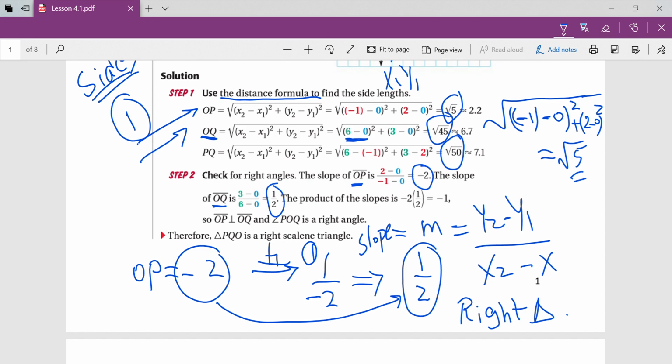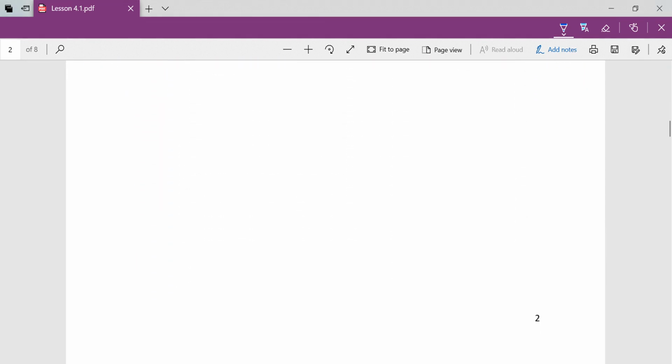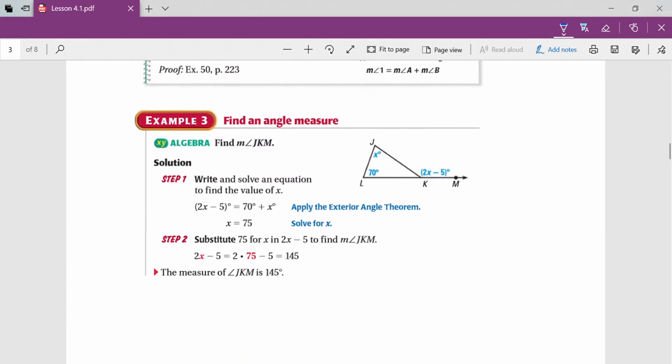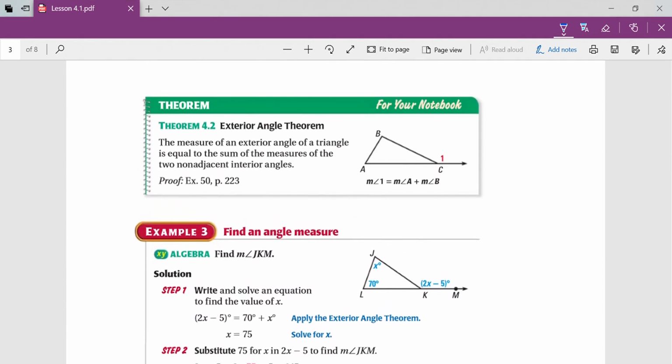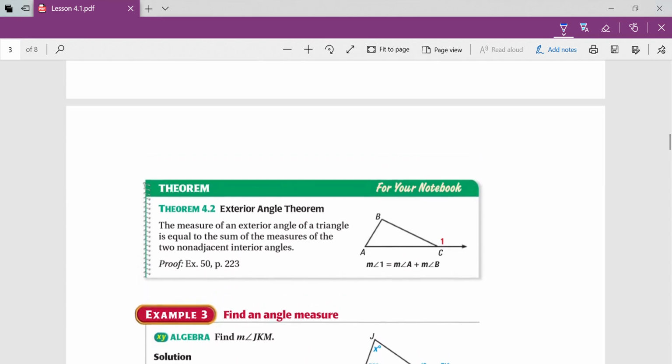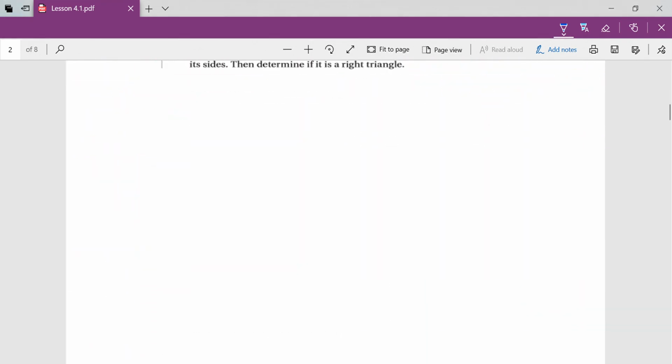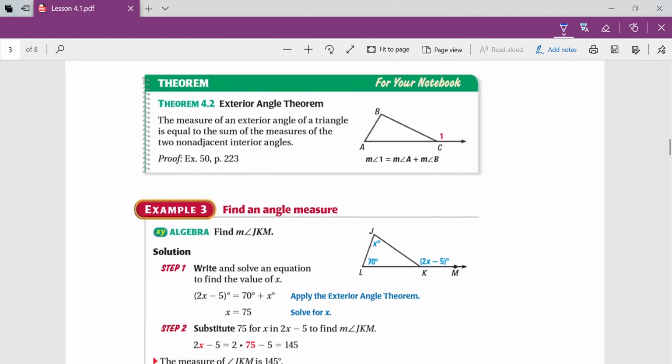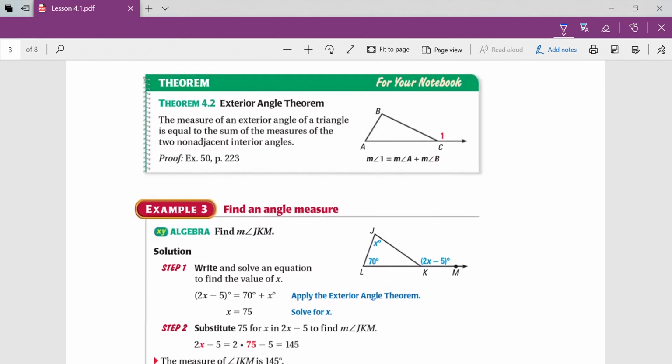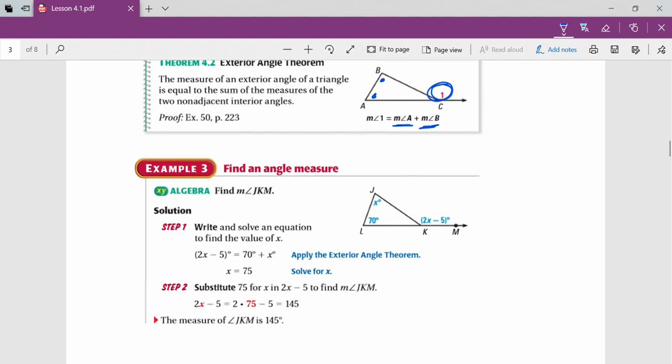Okay, example number 4. Actually, let me check first. I have this example and the other example. I'm sorry, we're going to do example number 3. We have a theorem, the exterior angle theorem. If you have angle 1, the exterior angle, it equals angle A plus angle B. This is the theorem. Okay, example number 3.